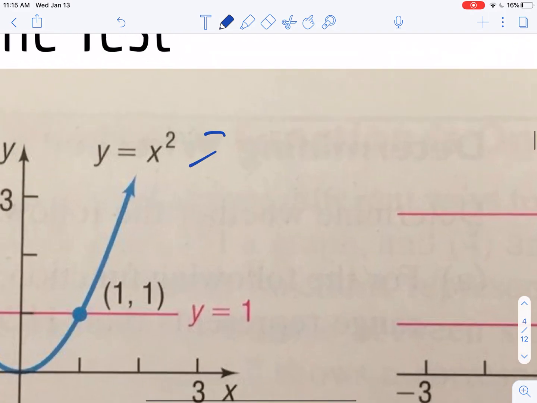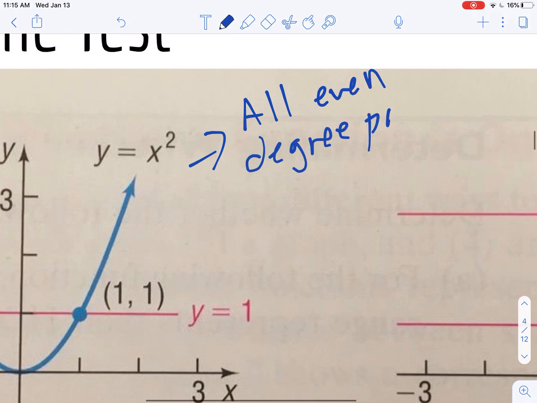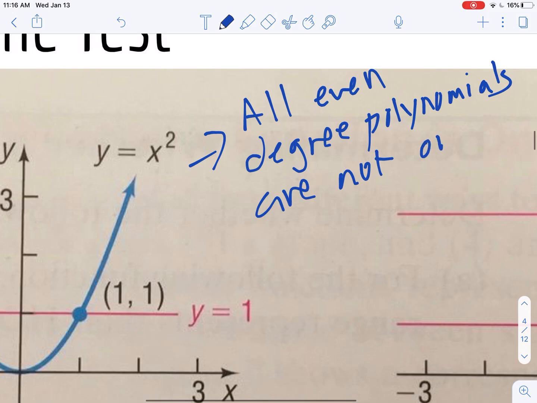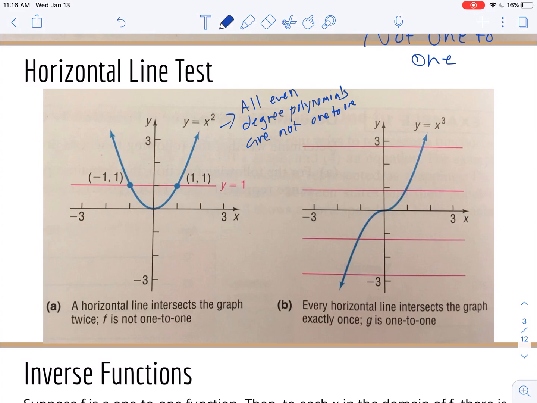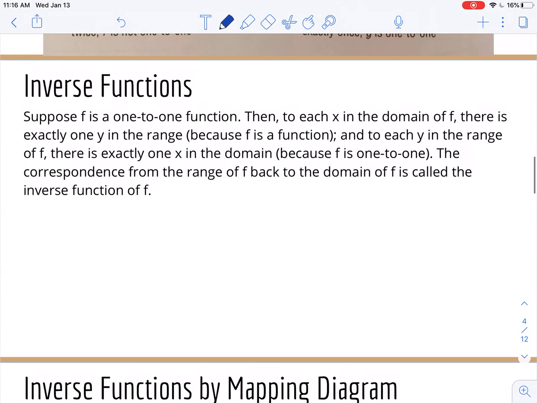And we can say definitively now that all even degree polynomials are not one-to-one. Even degree polynomials may or may not be one-to-one. It really depends on what's happening with those even degree polynomials. Some of them do have those increasing to decreasing periods, but we can say definitively all even degree polynomials will not be one-to-one.